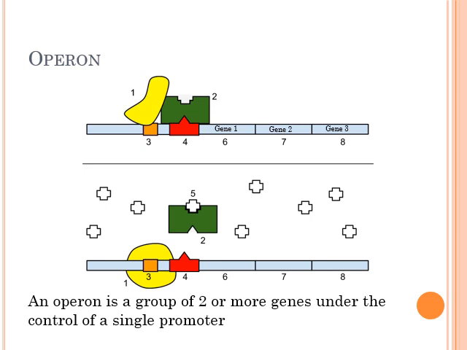So instead of, here's a promoter, you've got 3 genes involved now. That's it. And that's an operon. You've got many genes controlled by one promoter. It's 2 or more genes controlled by one promoter.